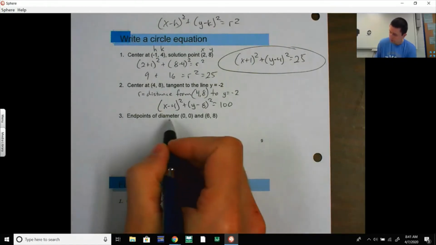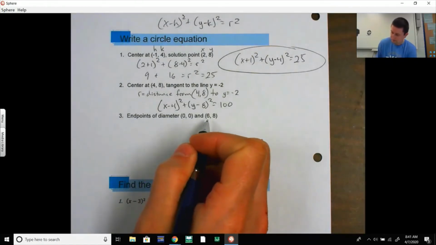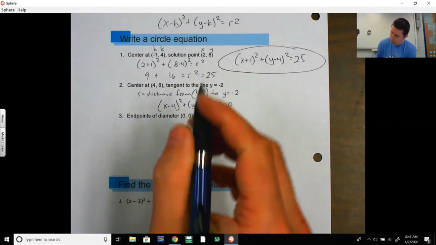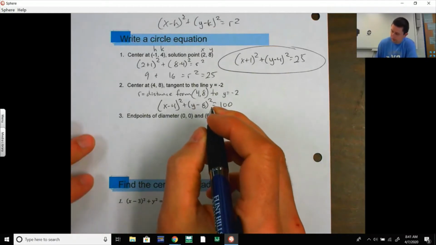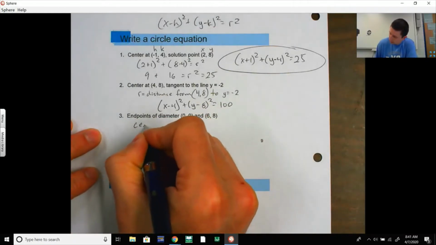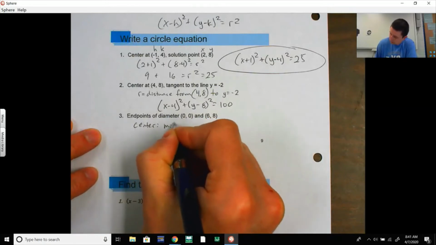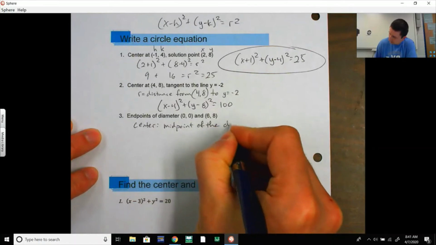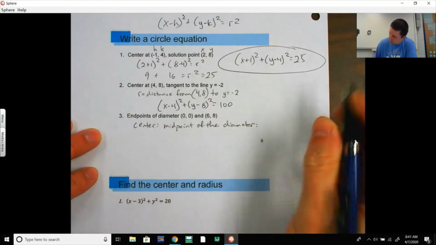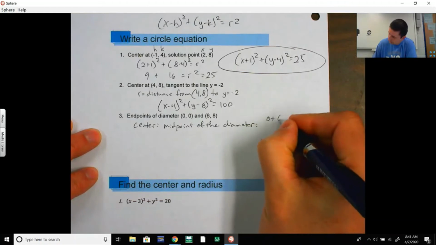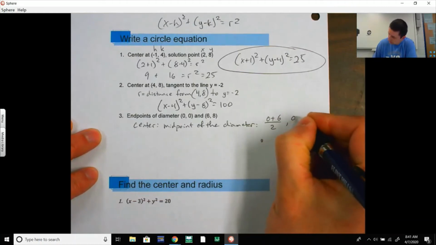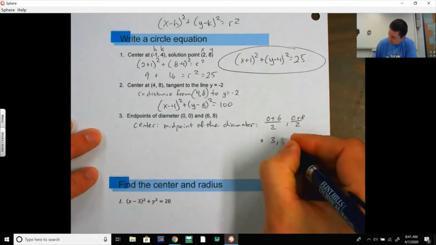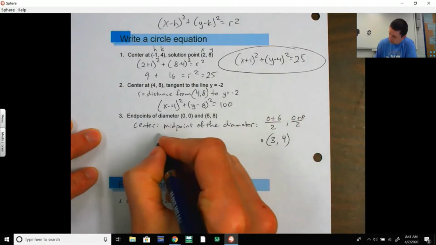Okay, the endpoints of the diameter are from (0, 0) to (6, 8). And again, you can find the length of the diameter, and then cut it in half to find your radius, but you also need your center. The center is the midpoint of the diameter. So for your midpoint, you're going to add your x's divided by 2, 0 plus 6 divided by 2, and 0 plus 8 divided by 2. So you get 3 and 4. Okay, so your center is going to be at (3, 4).